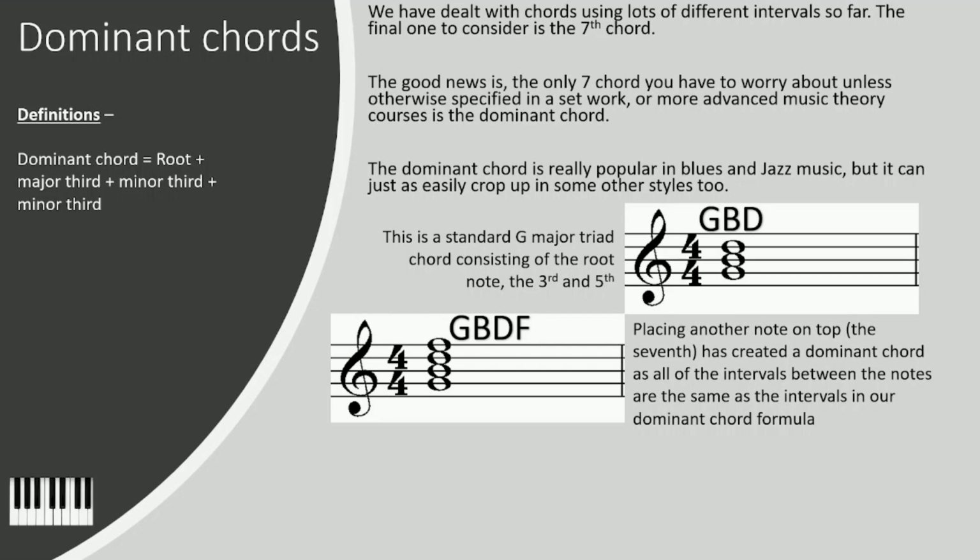the formula for how to create a dominant chord is on the left-hand side under definitions. We have the root plus major third plus minor third plus another minor third on top. That's the formula. That's how it's constructed.